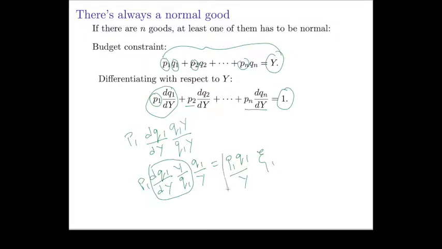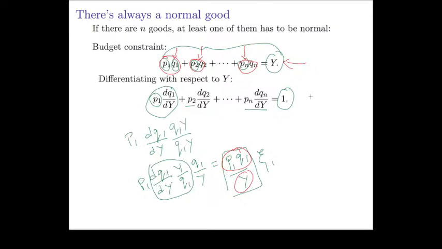Now let's look at the other part for a second. What is P1 times Q1? That's the amount of money you've spent on good 1. The denominator is your income. But look at your budget constraint for a second. You're dividing your income, y, among the different goods. So this is the amount of money you spend on good 1, this is the amount you spend on good 2, this is the amount you spend on good 3, and so on to good n.